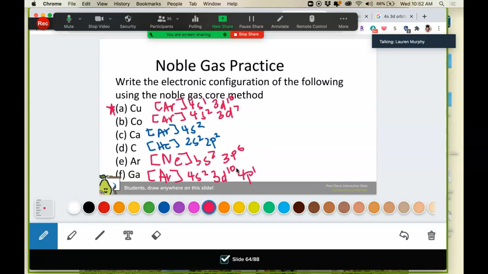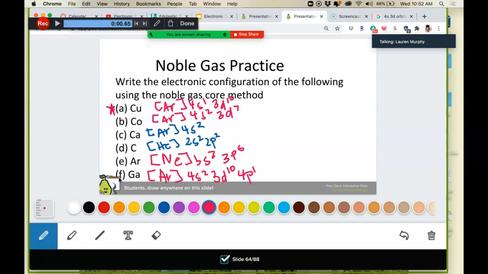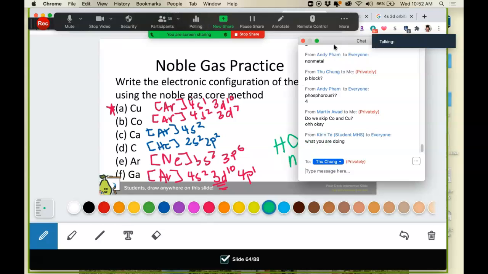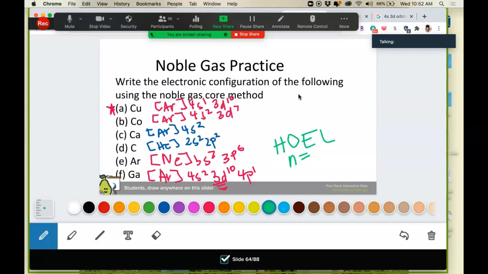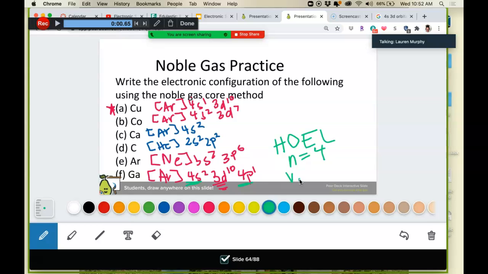Okay, are there any questions on these noble gas notations? I do want to talk about gallium for a second. Only because sometimes when there's the 3D block in there, it throws kids off when I say, hey, highest occupied energy level for gallium. What is it? 3. Oh no, 4. Thank you, 4. That's okay. So 4, right? So how many valence electrons?